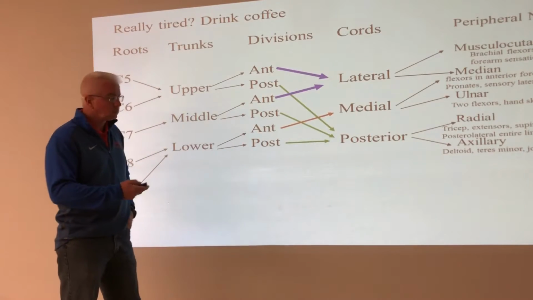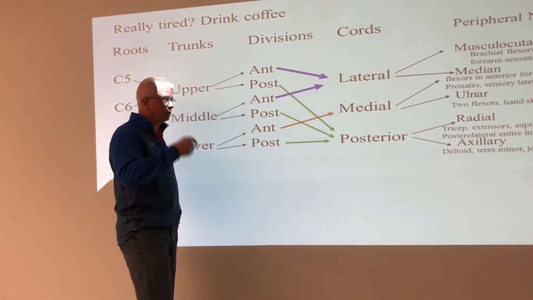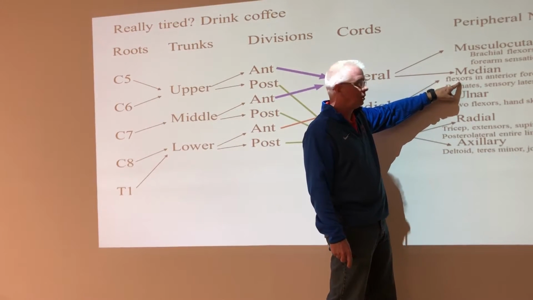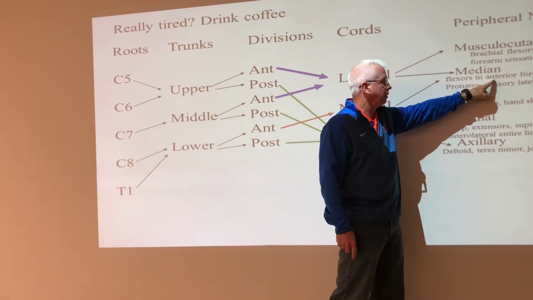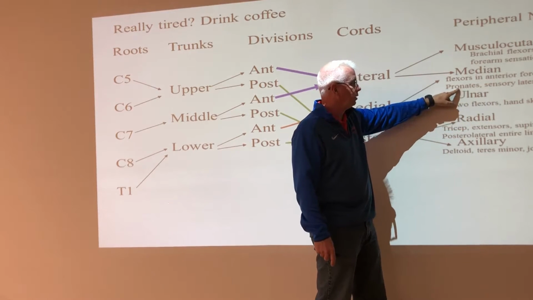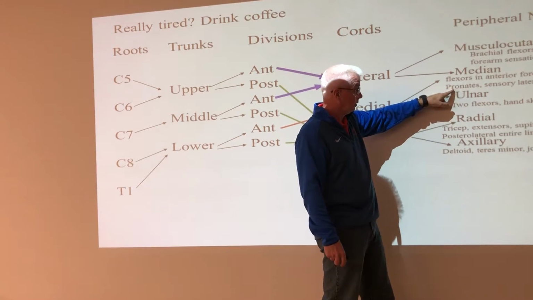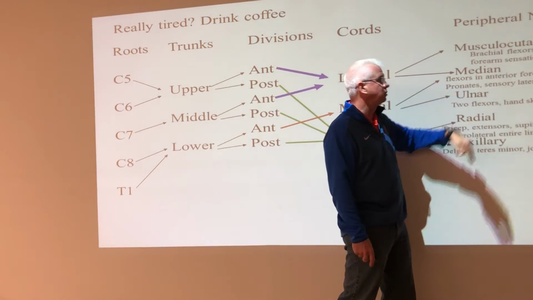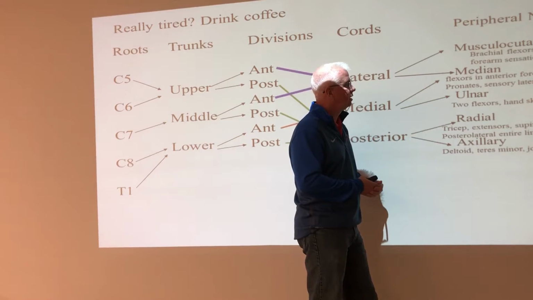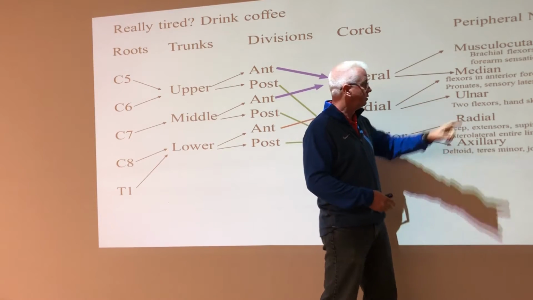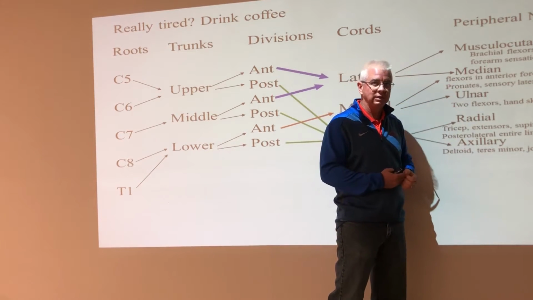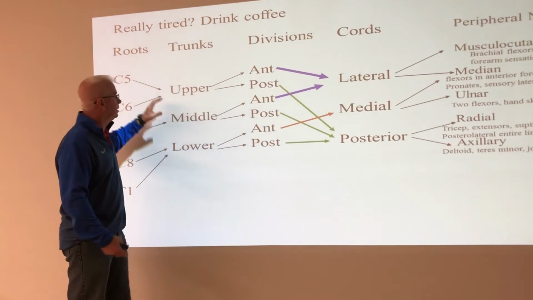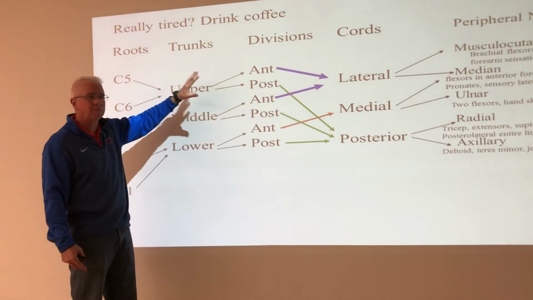All right? The second one on the list here is the median. The median nerve is responsible for flexion also, but in the anterior forearm. So it's going to pick up the pronator teres. You don't need to know that. It pronates and does some sensory stuff out of the lateral hand. Okay? So the median nerve is the next one on this list. Notice that the musculocutaneous and median both get information from the upper portion of the spinal cord.